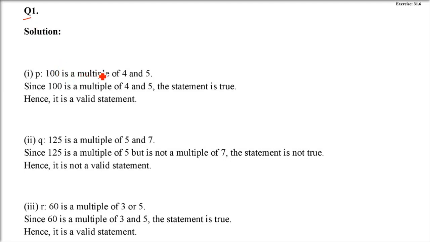So there are three parts here. 100 is a multiple of 4 and 5. So this is P. How can we write this? We can write this as: 100 is a multiple of 4, this is one of the statements, and combined with AND, this is a connective, 100 is a multiple of 5. So we have two statements and they are connected with AND.